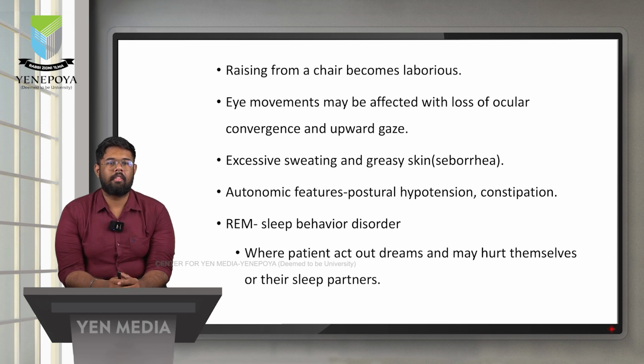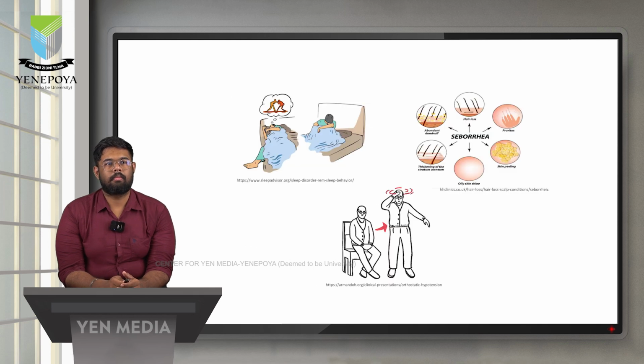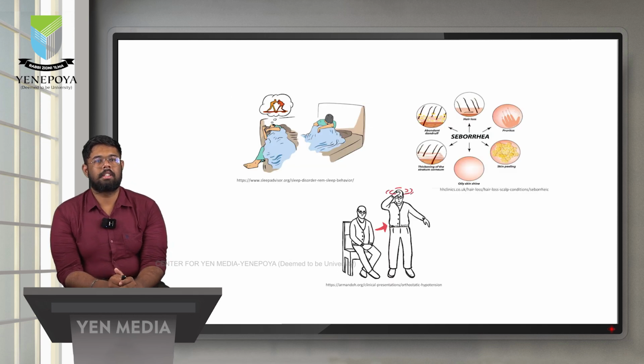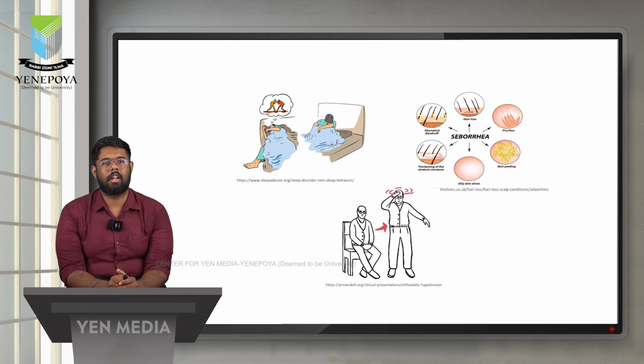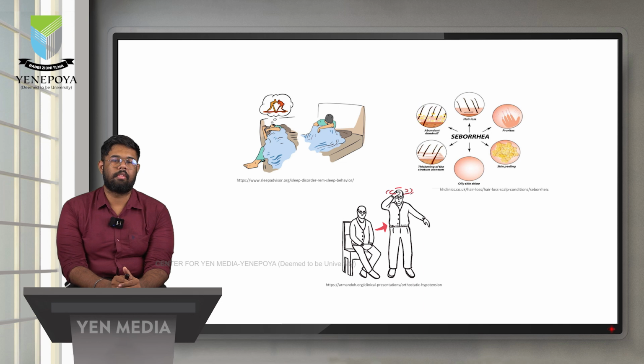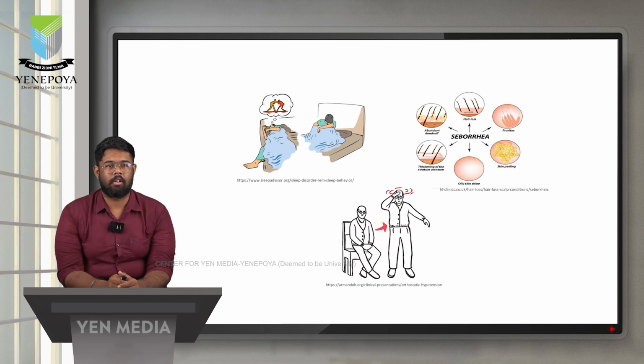REM sleep behavior disorder is where the patient acts out dreams and may hurt themselves or their sleeping partners. In this picture you can see the REM sleep disorder, where the patient is acting out his dreams, whatever dream he is having. And in seborrhea you can see the excessive sweating and oily skin. And this is postural hypotension, where a sudden change in posture can cause hypotension and dizziness in the patient.